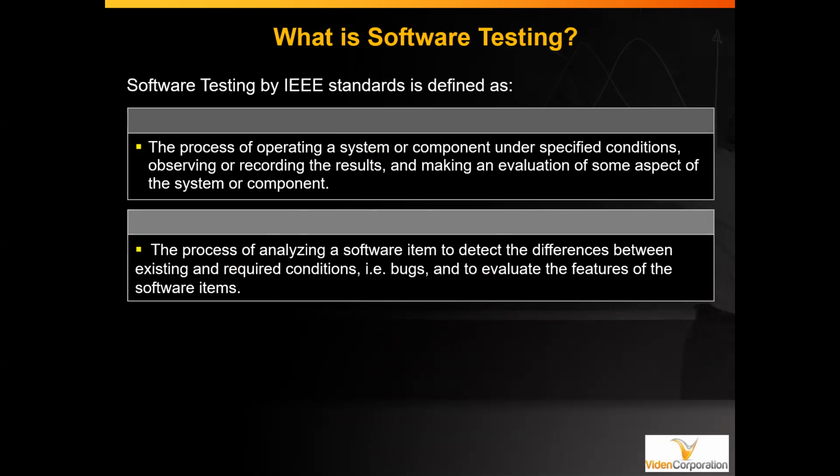No, we are testing software, right? So if you want to go specific on what software testing is, here's the definition. Basically, it is analyzing a software item to detect the difference between existing and required conditions, component to specified conditions, observing or recording results, and making an evaluation of some aspects of the component. So here you can see the difference between existing and required condition.